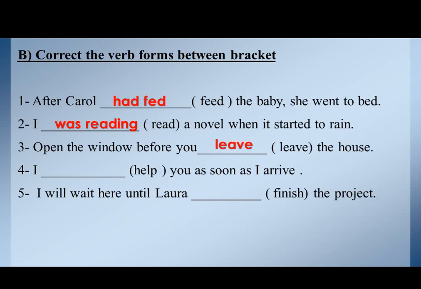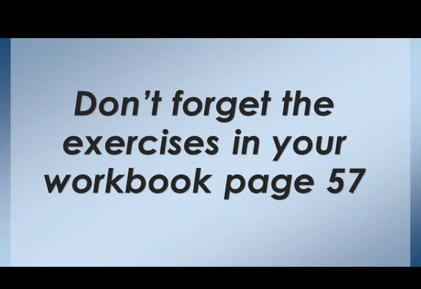As soon as I arrive. As soon as I arrive, it means that there should be future or imperative on the first half. Of course, what is suitable is future simple: I will help you as soon as I arrive. The last one, I will wait here. It means that the second half should be in the present simple or present perfect. I will wait here until Laura finishes the project. That's all I have about the time clauses. Don't forget the exercises in your workbook, page 57.